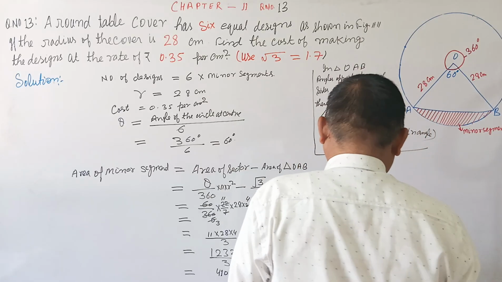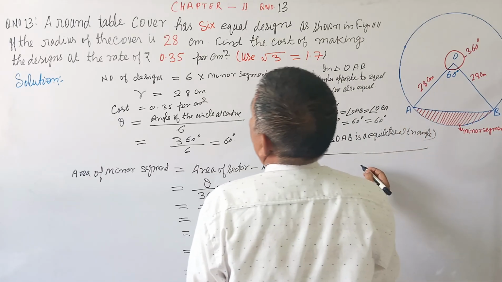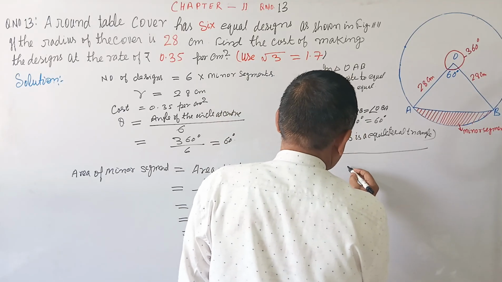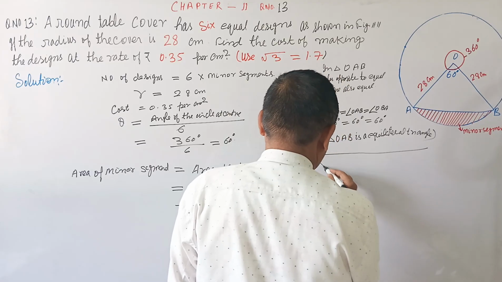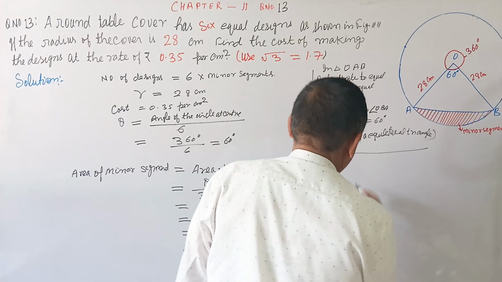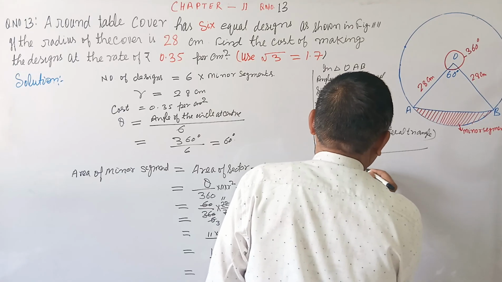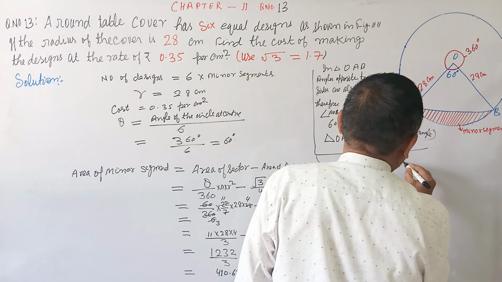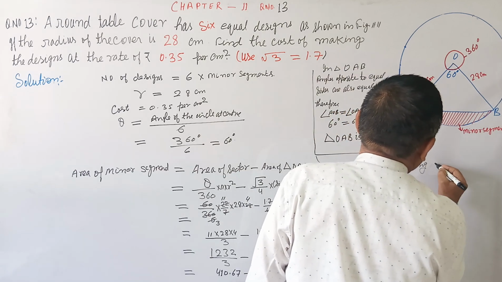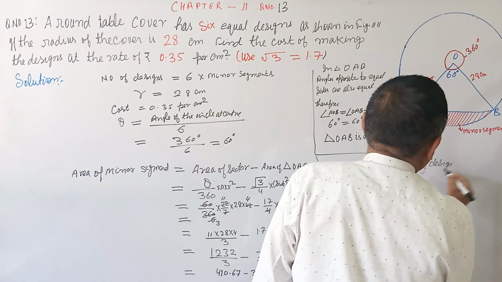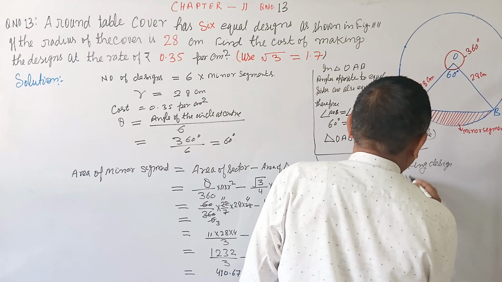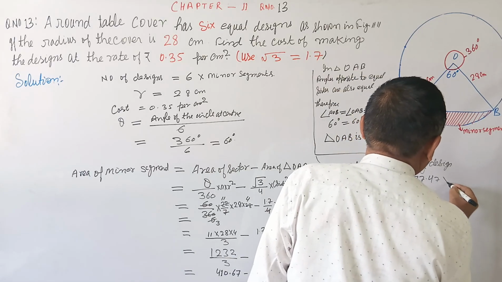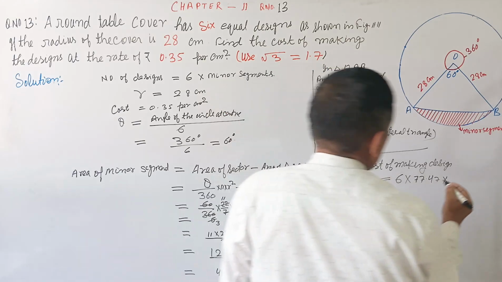Now we have 6 segments like this. So the total cost of making the design equals 6 into 77.47 into 0.35.